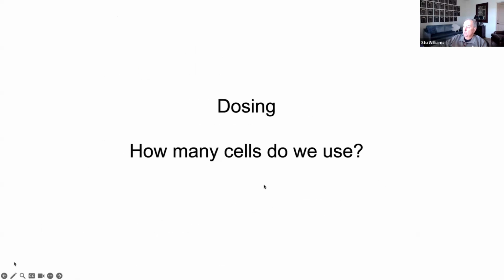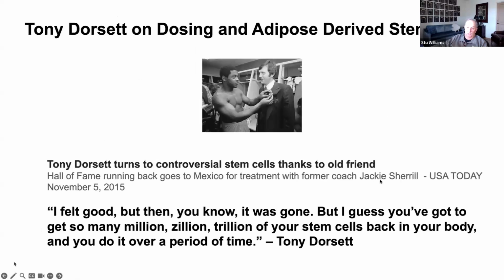And then we have to talk potency real quickly. How do we determine how many cells? I'll leave it with Tony Dorsett. He said it the best after he was treated with stromal vascular cells back in Mexico. He said, I felt good, but then it was gone. But I guess you've got to get so many million, zillion, trillion cells in your body over a period of time. So this is current 2015, 10 years ago.